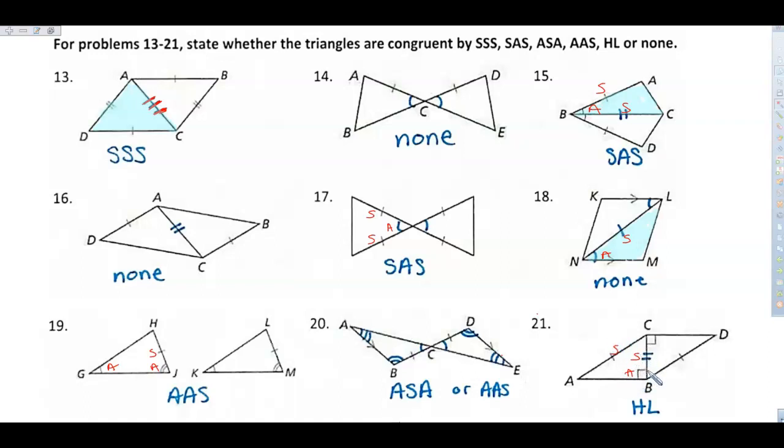However, that angle is right. So remember, when we have an angle, side, side with a right angle, we need to look for HL. So I have two right triangles, my hypotenuses are congruent, and I have a pair of legs congruent. So that is why HL is the case here.